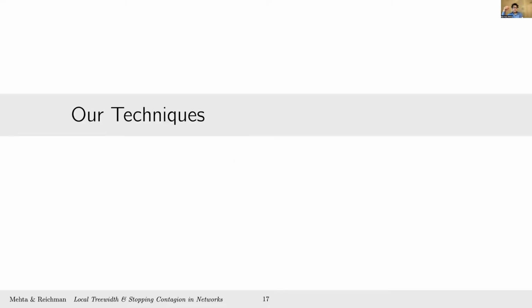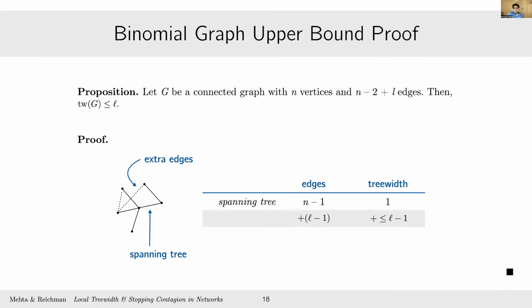Okay, so let's now dive into the techniques we use to establish these bounds. In this talk, I'll focus primarily on the G(n,p) case for simplicity, but it should give you a flavor of the types of arguments we use in our paper. The big idea for the binomial graph upper bound proof is to rely on the edge excess principle. In other words, we show that the subgraphs of size k of G(n,p) can't contain too many edges, and therefore can't have too large a treewidth.